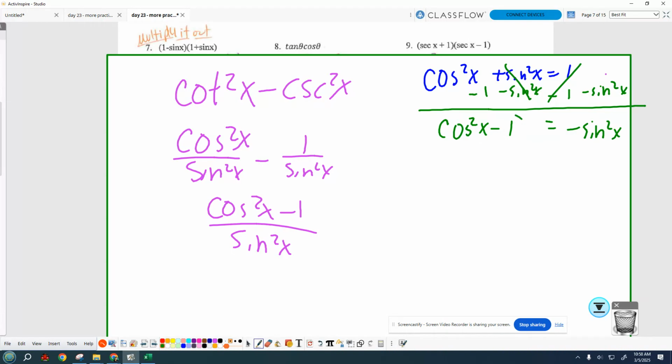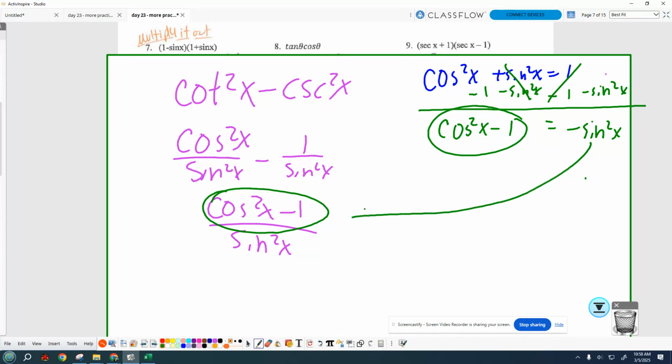Okay, so instead of this stuff, I'm gonna put in what it's equal to. So negative sine squared x over positive sine squared x comes out to 1. This is not how I would have done this at all, but it's completely valid.